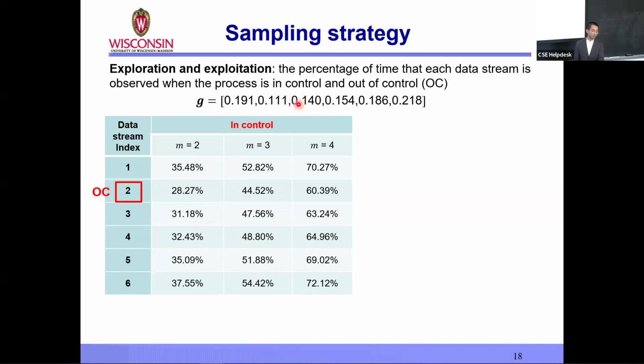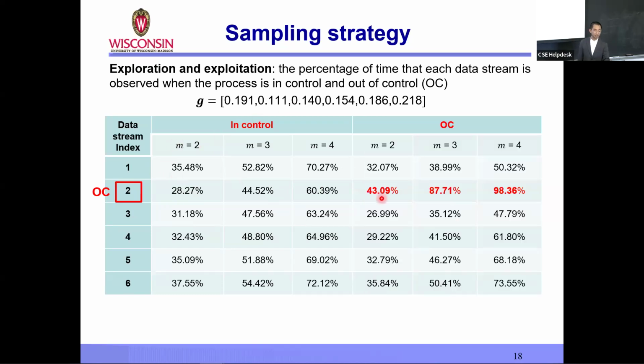But when the process is out of control, like here, we introduce a mean shift to the data stream 2. And we can see there is a significant increase of the percentage for the data stream 2, which means our sampling strategy actually is exploiting this data.